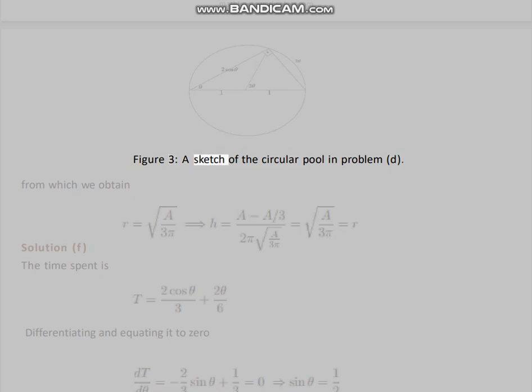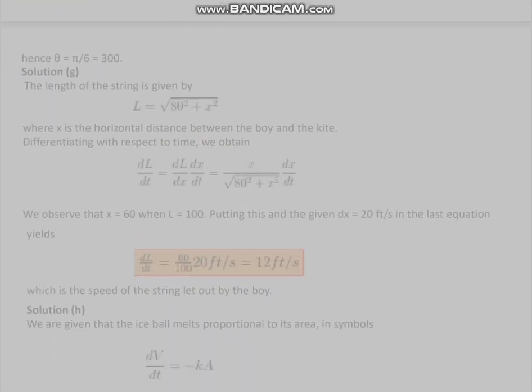Figure 3. A sketch of the circular pool in problem D. From which we obtain. Solution F. The time spent is differentiated and equated to 0. mathhomeworksolver.com. Hence theta equals pi over 6, which is 30 degrees.